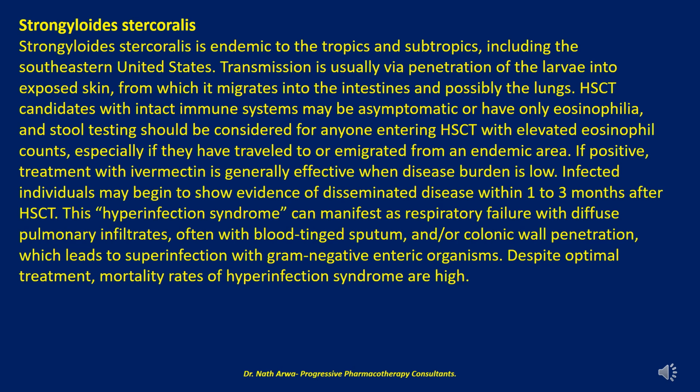If positive, treatment with ivermectin is generally effective when disease burden is low. Infected individuals may begin to show evidence of disseminated disease within 1 to 3 months after hematopoietic stem cell transplantation. This hyperinfection syndrome can manifest as respiratory failure with diffuse pulmonary infiltrates, often with blood-tinged sputum, and/or colonic wall penetration, which leads to superinfection with gram-negative enteric organisms. Despite optimal treatment, mortality rates of hyperinfection syndrome are high.